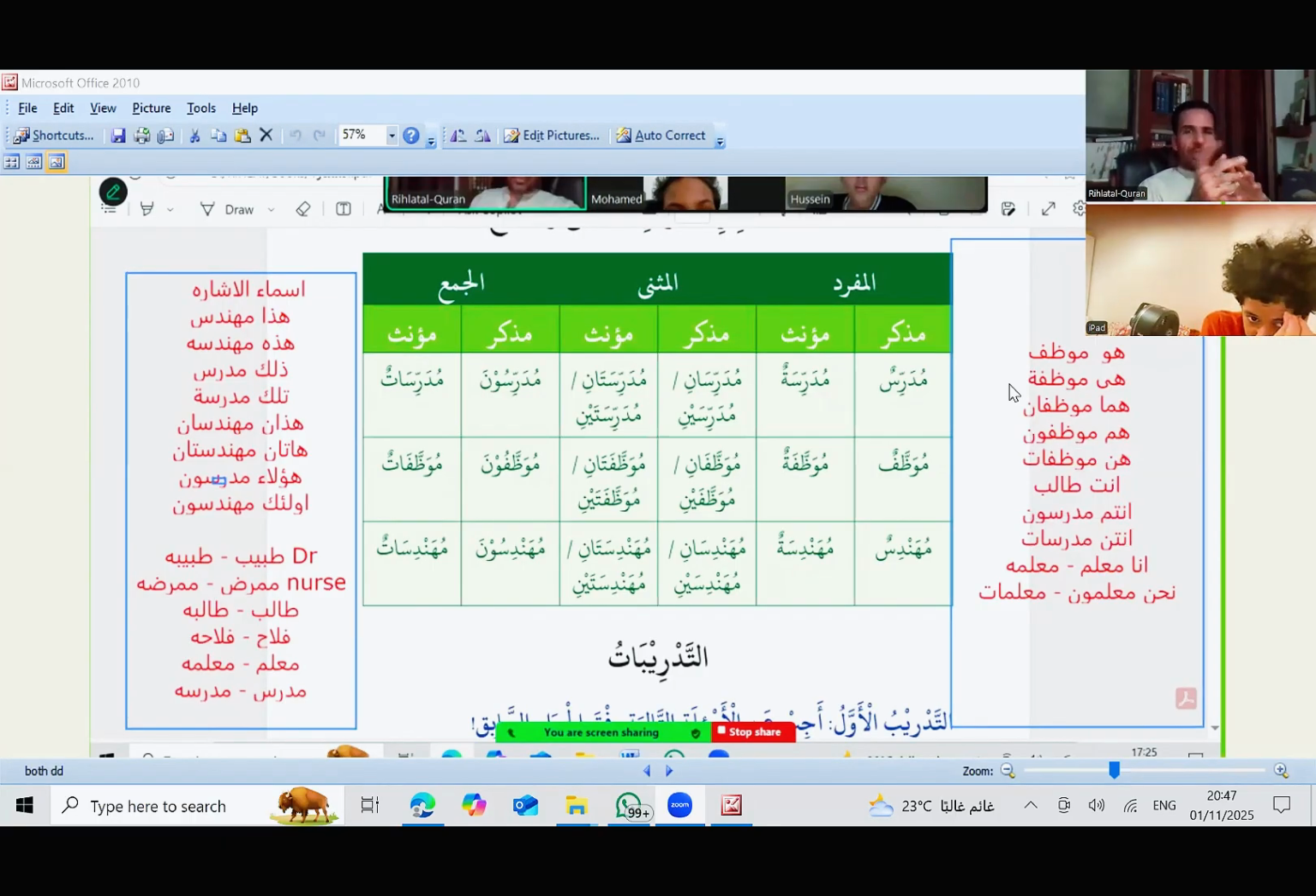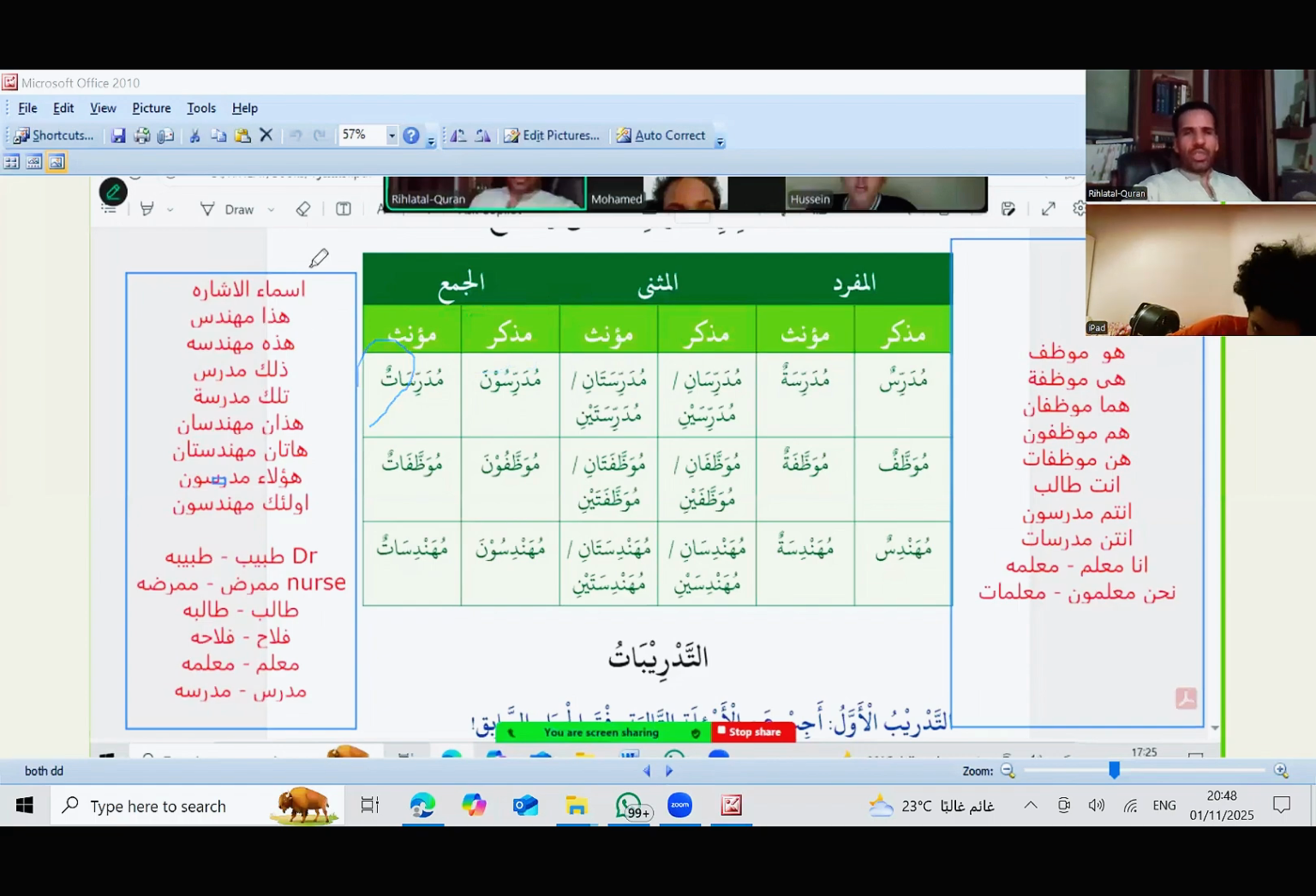Okay. Do you remember this table that we explained before, how to change the singular to dual to plural? Really speaking, how could you change the singular to dual to plural? To change singular to dual, you have to add alif and noon. Right. What about al-jama'? For singular to plural, you have to add waw and noon for muzakkar, or alif and ta for feminine.